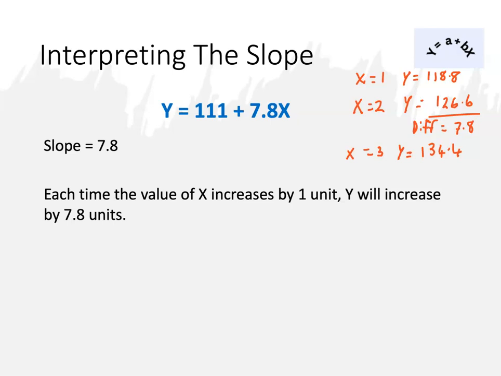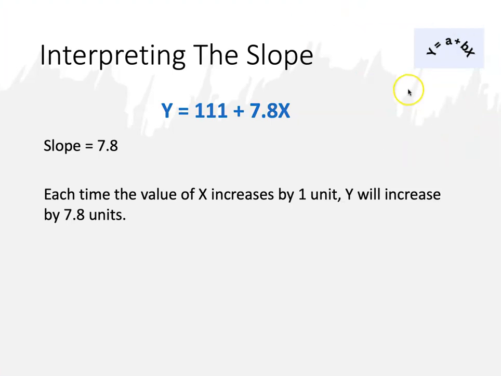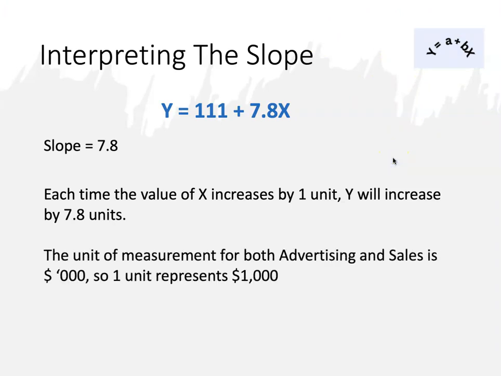So of course, each time the value of X increases by 1 unit, the value of Y will increase by 7.8 units. Right, that's a general relationship. If you want to get more specific, we'll use the terms that exist.